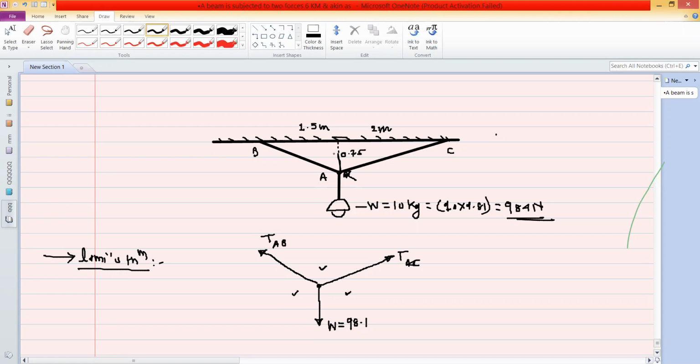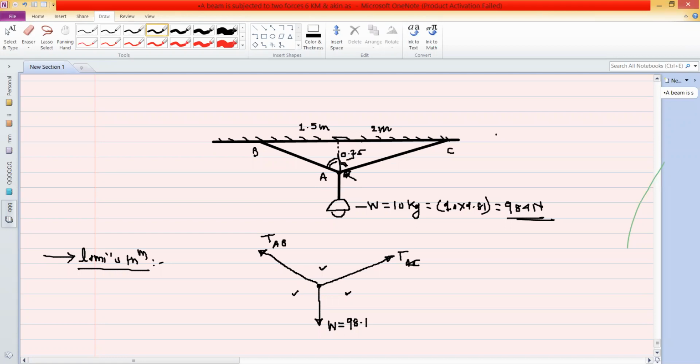So to find out these angles, some dimensions are given. So this is 0.75, this distance, and 1.5 is the horizontal distance. So by using these two distances, we can find out this angle. So we can use tan theta, opposite side divided by adjacent side. And similarly, we can find out this angle.